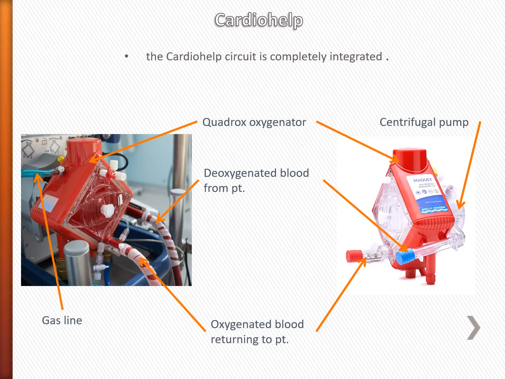This is the oxygenator that we use in the CardioHelp circuit. Although it looks different, it is actually the same oxygenator that is used in our other circuits. This one's red, the other one's white. The big difference is that the centrifugal pump head is attached to the back of the CardioHelp oxygenator. Because of this integration, it makes this a much more mobile circuit.